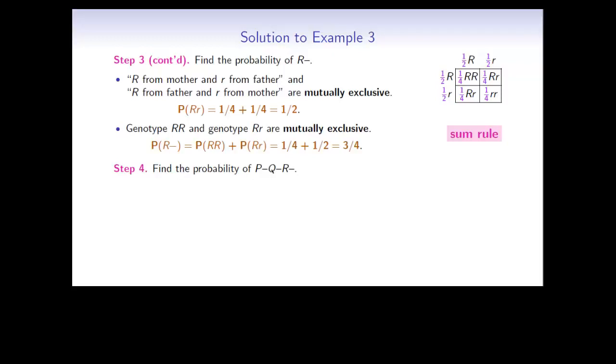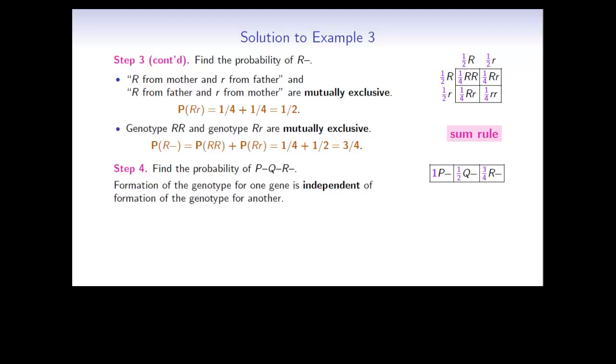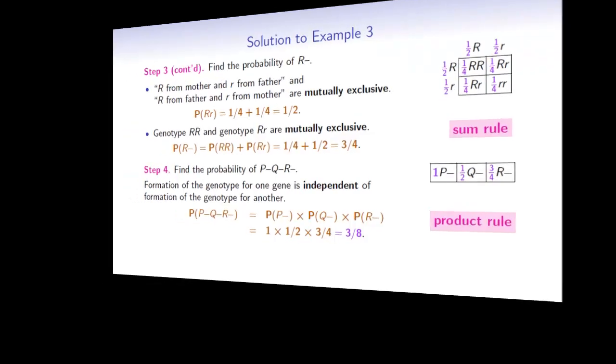Now we can finally put all this together to answer the final question, which was, what is the probability that the child will possess all 3 dominant traits? Notice that so far we've worked on 3 completely separate steps to find these 3 different probabilities, and only now can we start putting this together. The formation of the genotype for one gene is independent of the other genes. This means that we can use the product rule. So to find the total probability, we should multiply the 3 probabilities that we found in step 1, 2, 3. 1 times a half times 3/4 gives us 3/8, and this is the final answer.